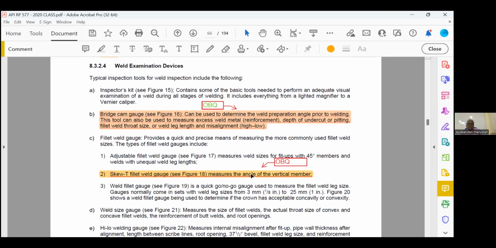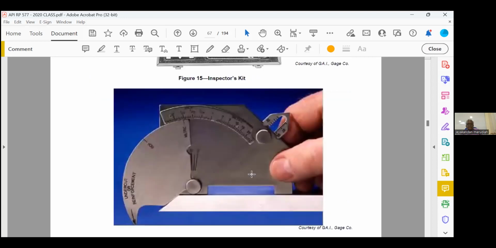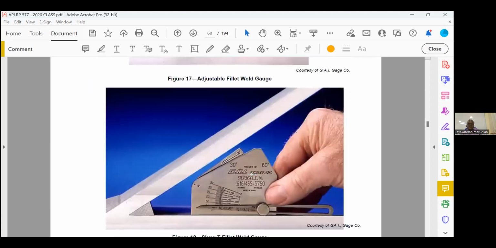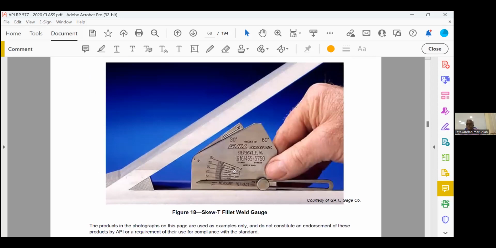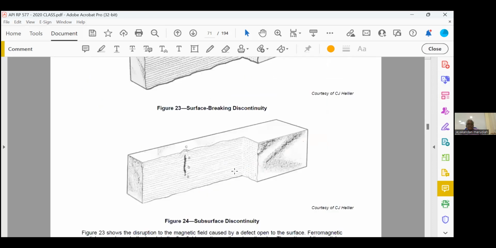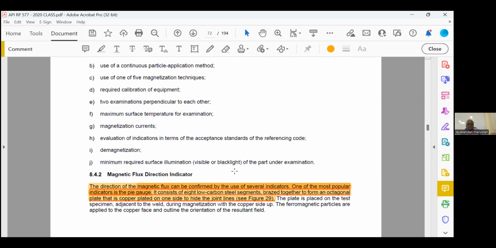You can see here, this is the bridge cam gauge, the weld gauge, and this is the QT fillet weld gauge. This is the QT fillet weld gauge. Right. After that, MT, we have already seen.